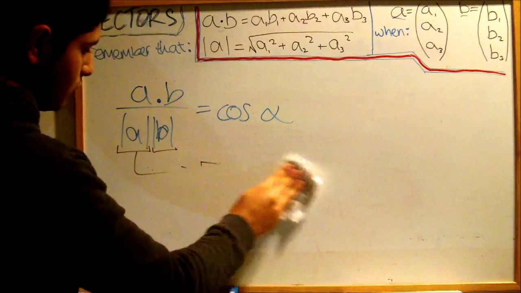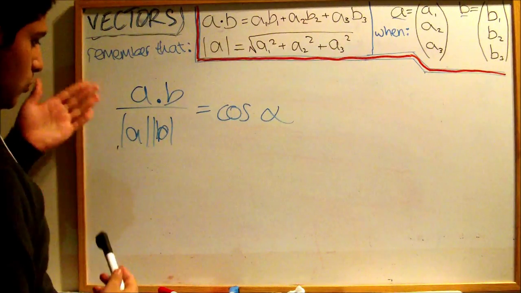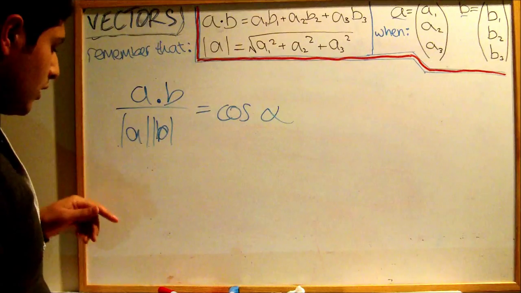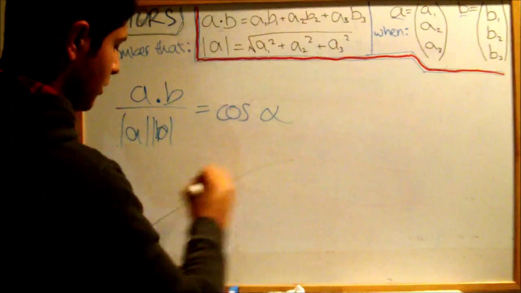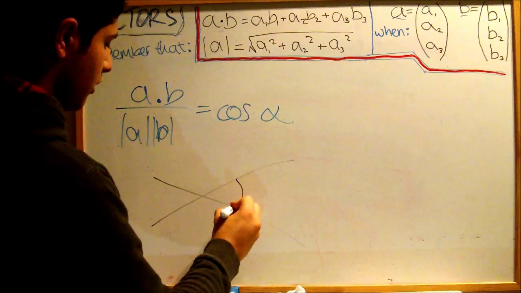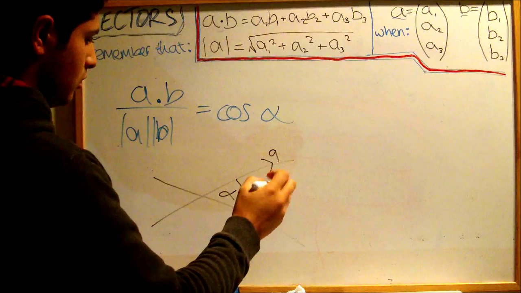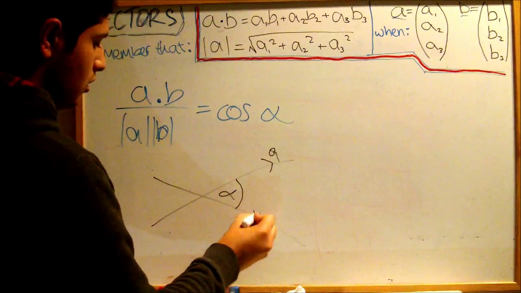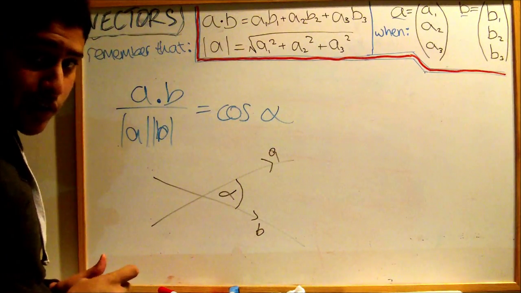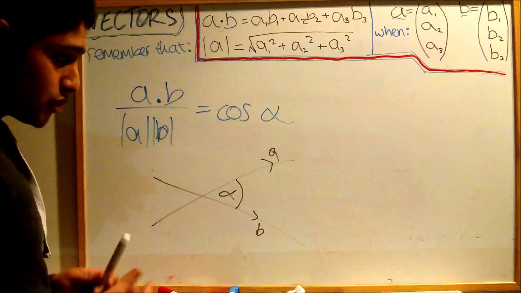So if we use that along with our dot product and we divide them like so, then we will get cos alpha, where alpha is the angle between the vectors A and B, or between the lines A and B. And that's all it is.